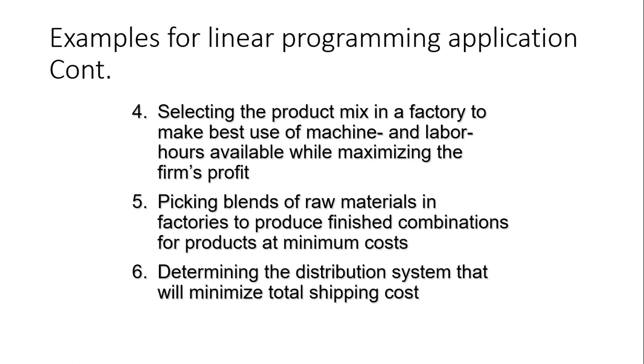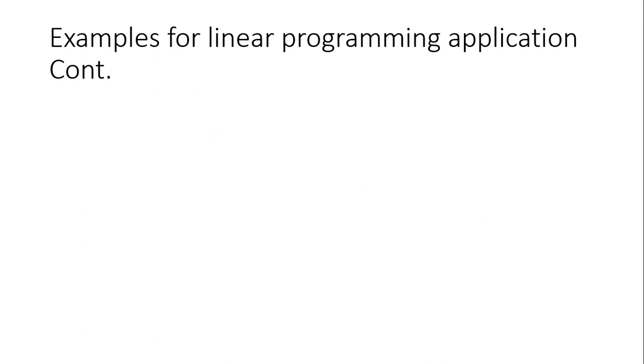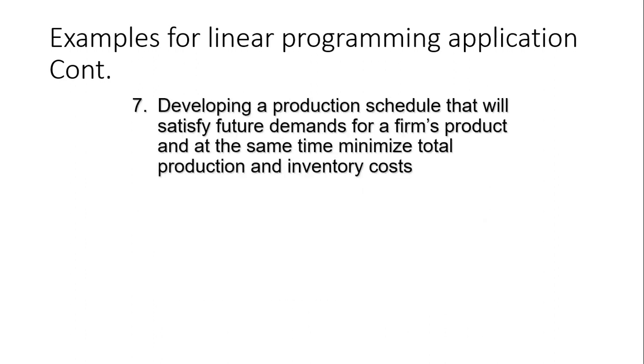Number five, linear programming can be used to pick blends of raw materials in factories to produce finished products at minimum costs. Also, it can be used to determine the distribution system that will minimize total shipping costs. Finally, linear programming can be used to develop a production schedule that will satisfy future demands for a firm's product and at the same time minimize total production and inventory costs.